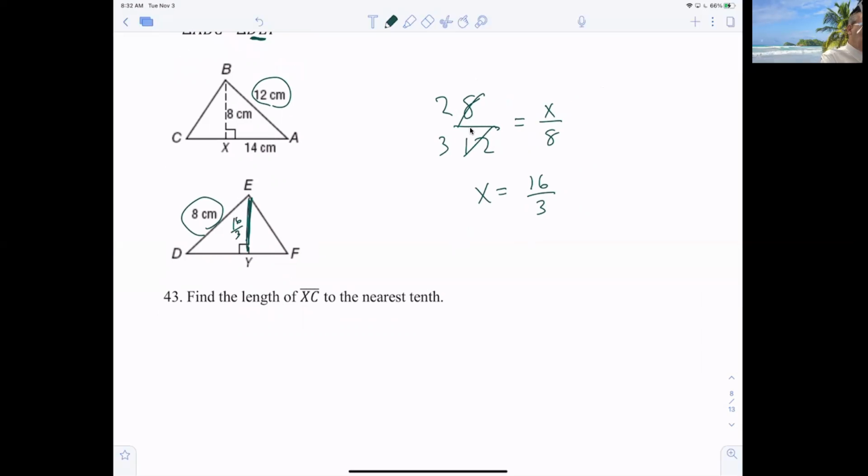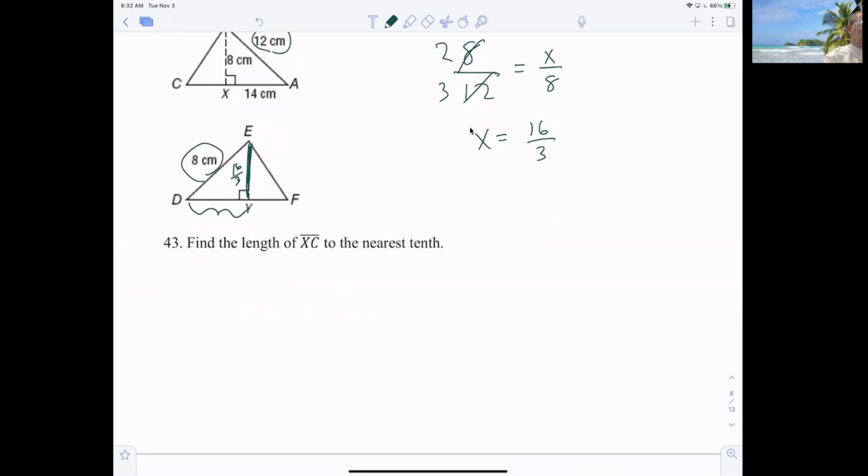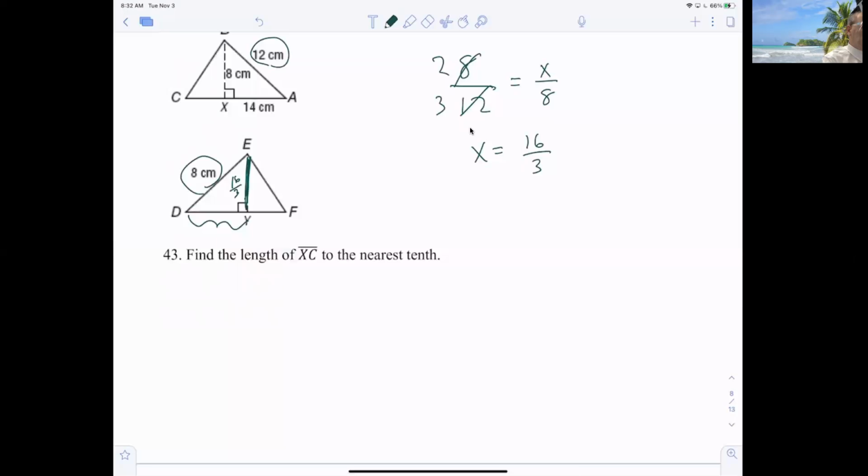Now I feel like I could figure out what DY was. How can I figure out what DY is? Yeah, Pythagorean Theorem, thank you. Let's do that now. This one's hard, guys, I think. So 8 squared equals 16 thirds squared plus, and we'll just call this a squared. So 64 minus 256 over 9 equals a squared.